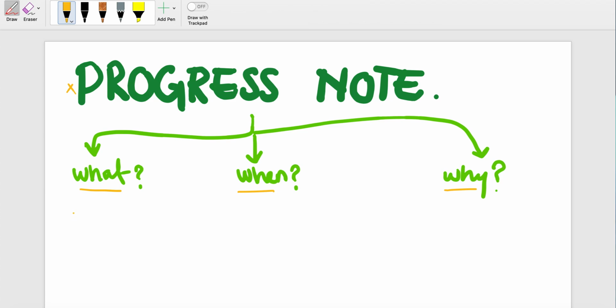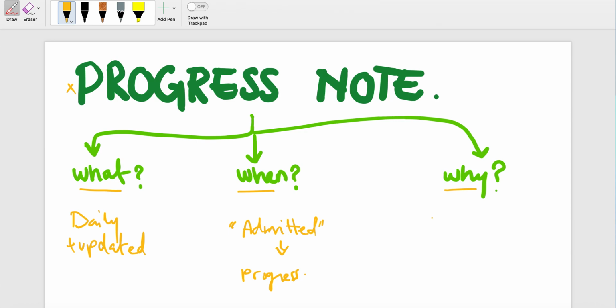Basically, the progress note is a daily note that has to be written and updated every day. It's written once the patient is admitted to the hospital by the admission team, so they will write the admission note, and then it comes the job of the primary team to keep writing the progress note of their admitted patients until they are ready for discharge.